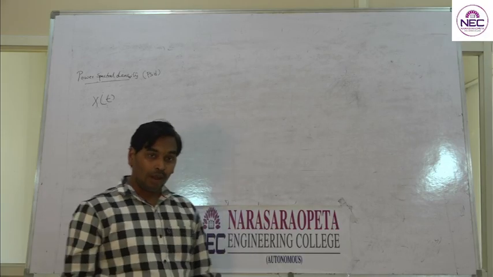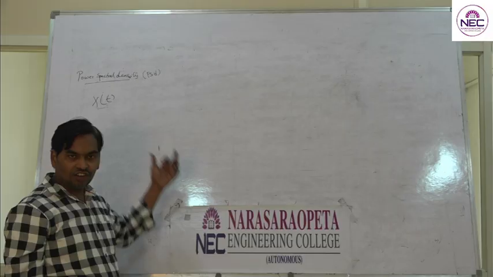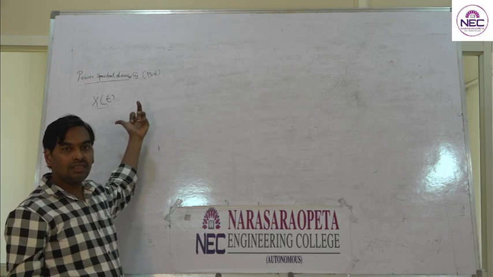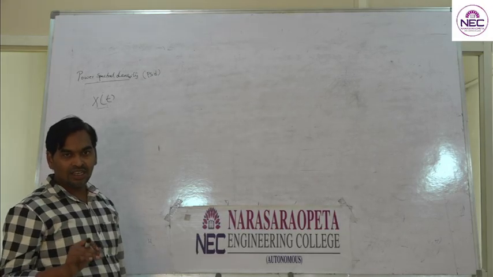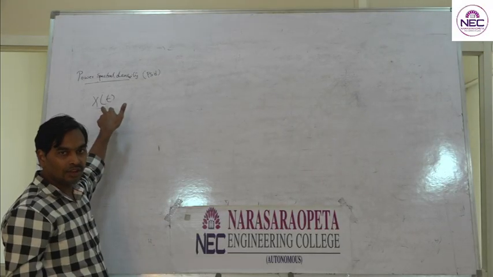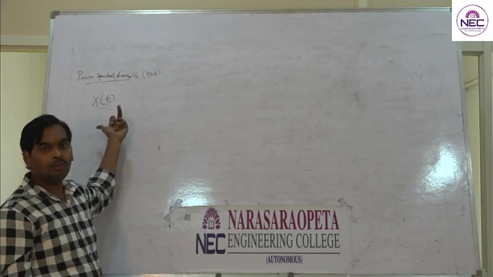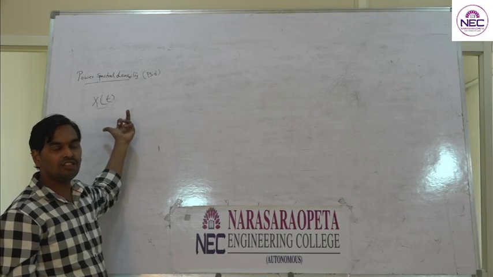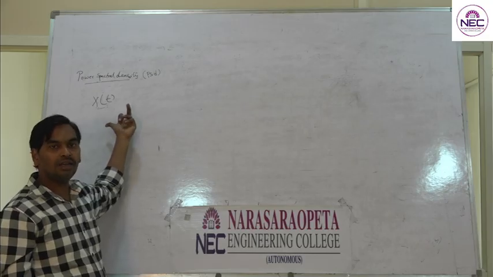In order to apply the Fourier transform on x of t, this x of t should possess the Dirichlet conditions. If it satisfies the Dirichlet conditions, then only we are able to apply the Fourier transform on x of t. And as the random process is unable to possess all the conditions of Dirichlet, we cannot directly apply the Fourier transform on this random process x of t.